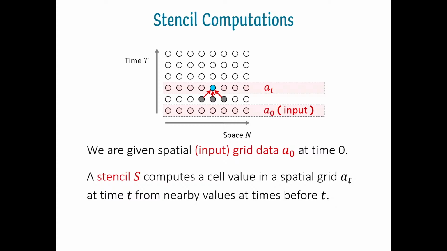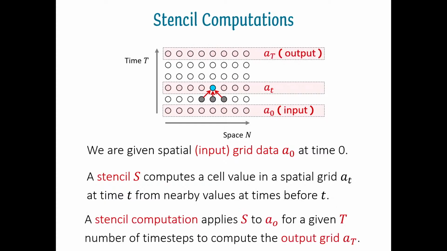So if you have values in this row, in order to compute this value, you take a linear combination of the values here. Some linear combination, the same linear combination everywhere. As a result, you will end up with values here. Then use that to calculate the values over there. You keep doing it for t time steps, and then the output grid will be the values that you get after t time steps. That is your stencil computation. We're given an input grid of size n and t time steps.